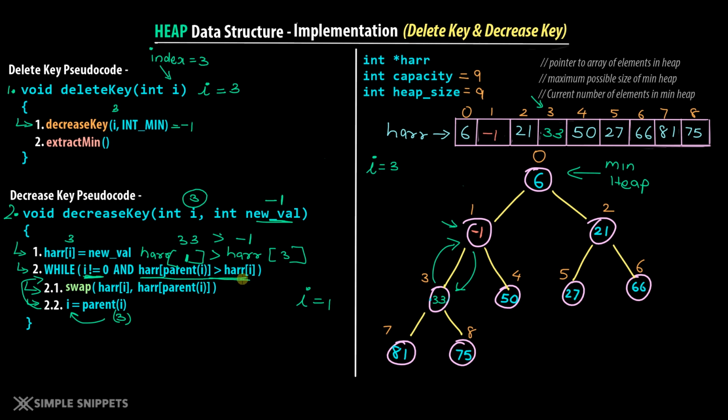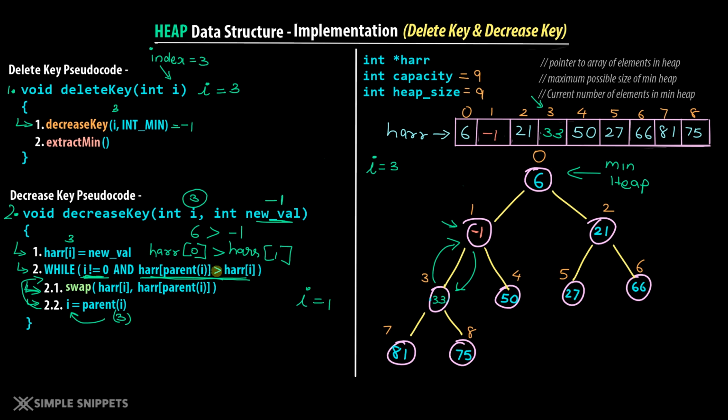And again, you're now going to check h array of parent of I. This time parent of I is 1, so you're passing 1 in the parent function. When you pass 1 in parent function, you'll get 0 because 0 is the parent of 1. So basically what you're saying is, is h array of 0 greater than h array of I? I is 1, so h array of 1. What is h array of 0? We have 6. Is 6 greater than h array of 1? What is h array of 1? It is -1 because we brought -1 over here. Is 6 greater than -1? Yes. So both these conditions again became true.